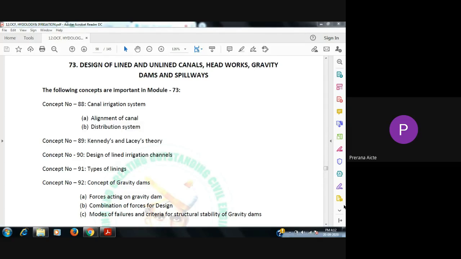Then, data is missing at a station. So using two methods, the average method and the normal ratio method. After that, the runoff may be classified into three types: surface runoff, subsurface runoff, and base flow or groundwater flow. If you separate the base flow from the total runoff, you get direct runoff. This is important. The direct runoff is related to effective rainfall.